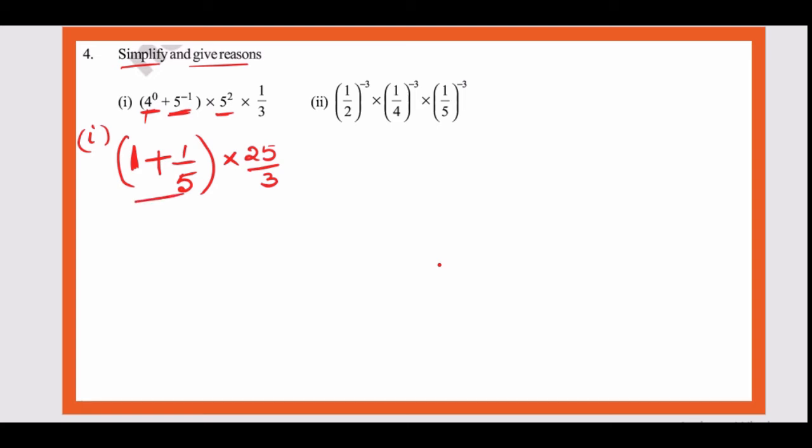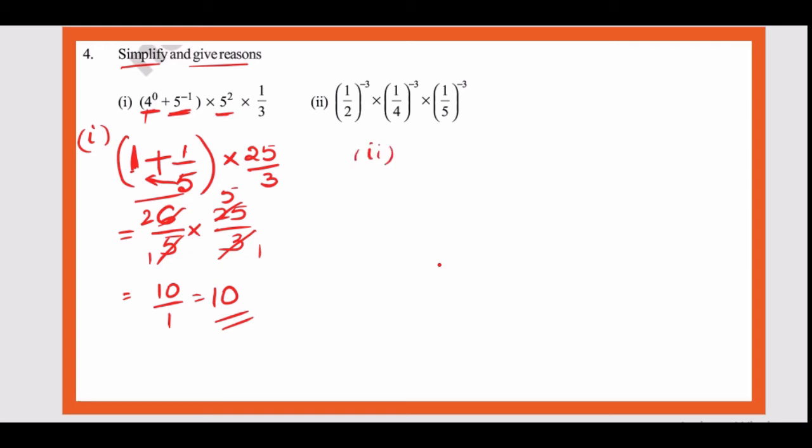Now if you observe, this is nothing but 1 plus 1 by 5. So what is the value of 1 plus 1 by 5? Directly, I can do cross multiplication: 5 ones are 5, plus 1 is 6. So I can write this as 6 by 5, into 25 divided by 3. Now what about cancellation? In the 3 table, 3 goes in 6 two times. In the 5 table, 5 goes in 25 five times. So in the numerators, what is left? 2 into 5 is 10, divided by 1 into 1, which is 1. So what is the answer? 10. Right.